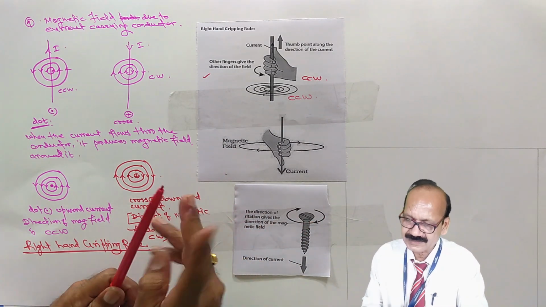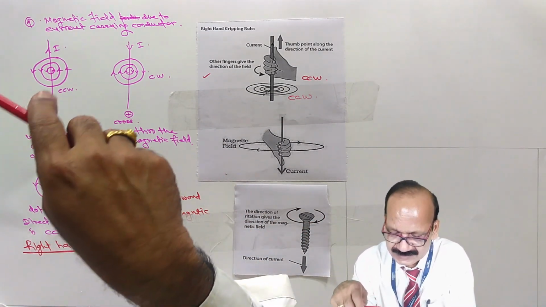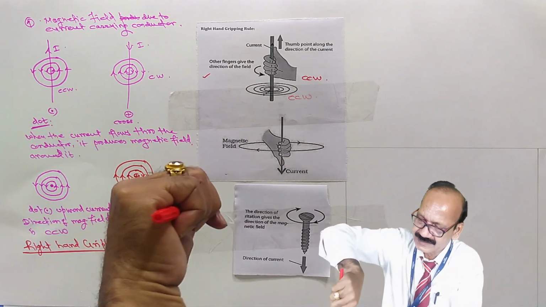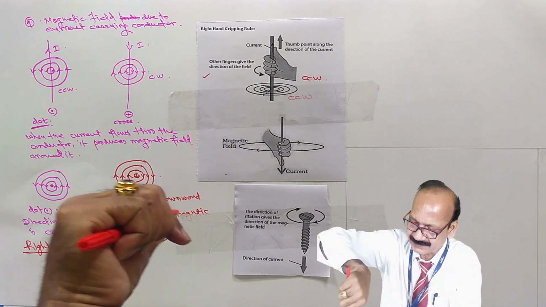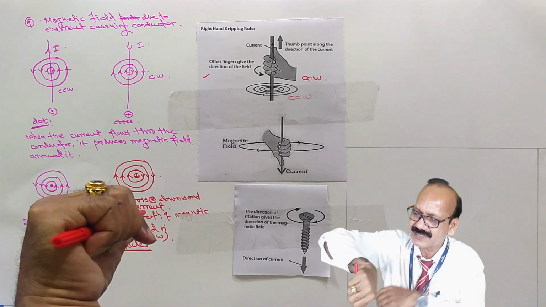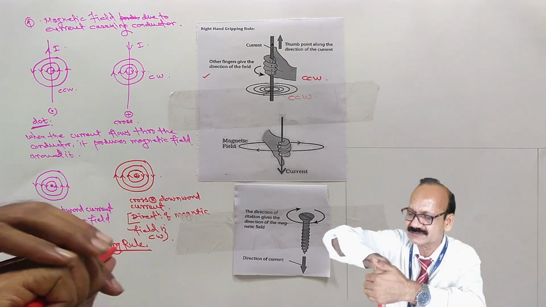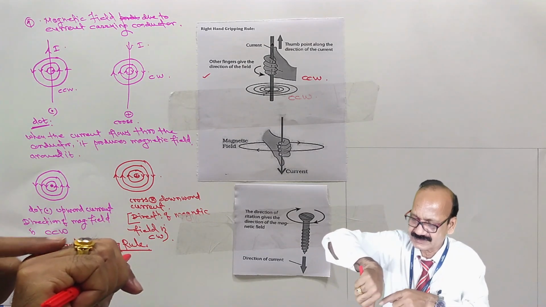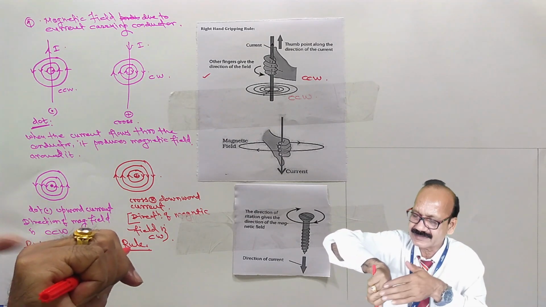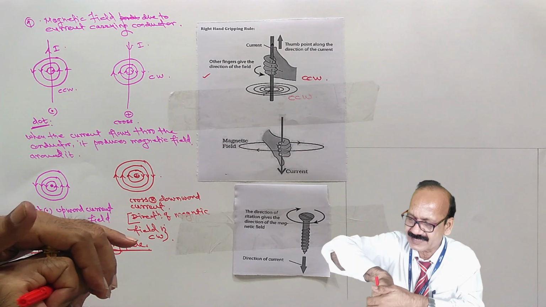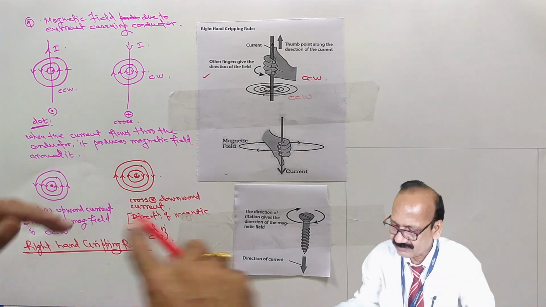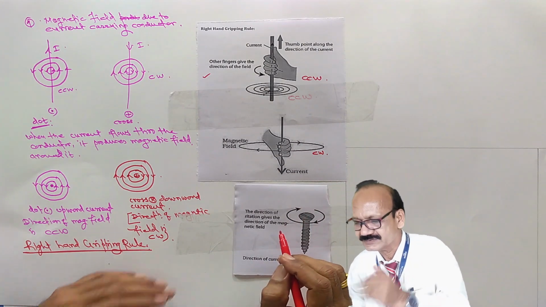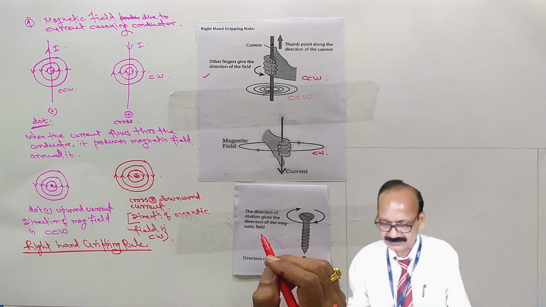Whereas, grip a conductor in your right hand in such a way that thumb is stretched along the direction of current. Let us consider the downward direction of current. The thumb is the direction of current and the curled fingers are the direction of magnetic field. So it is clockwise. So this is the right hand gripping rule.